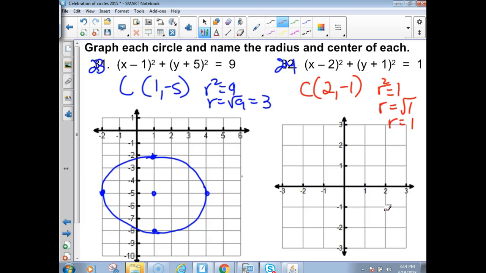So we go to 2, negative 1, and we go right 1, up 1, left 1, whatever, all over, just those 4 points and make a circle. This one is actually much rounder, but I kind of missed my point, went a little bit too high. Anyway, I just need to see that you plot the center correctly and that you know what the radius was.